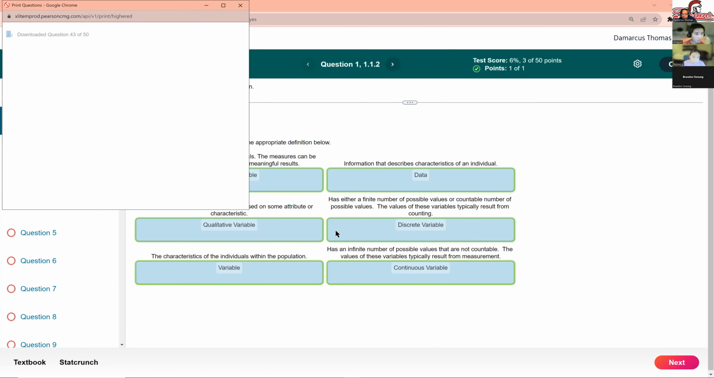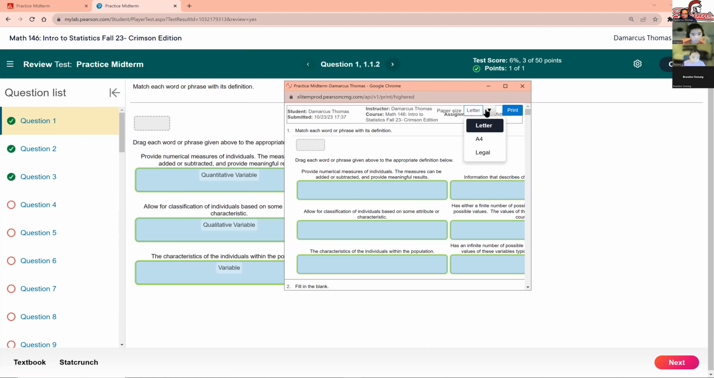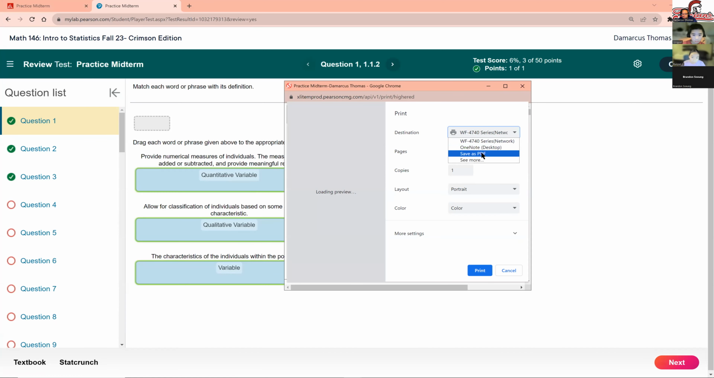And now I'm going to print it to a PDF. This is taking a long time to render. I have some choices on how I want to print it. I'm going to choose PDF and then hit print.